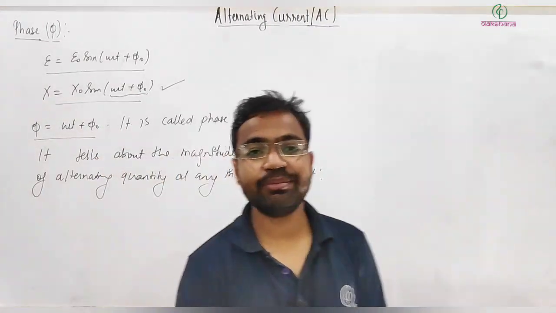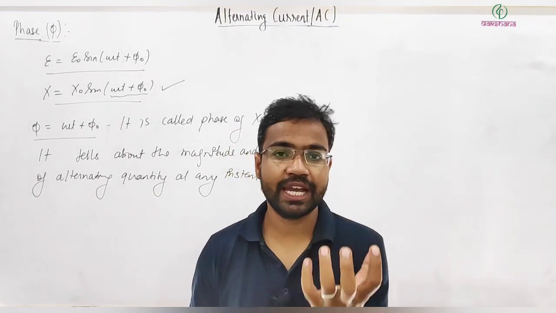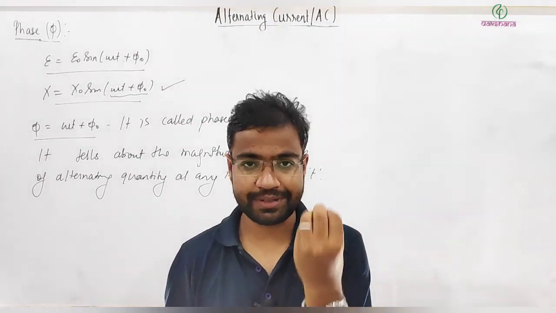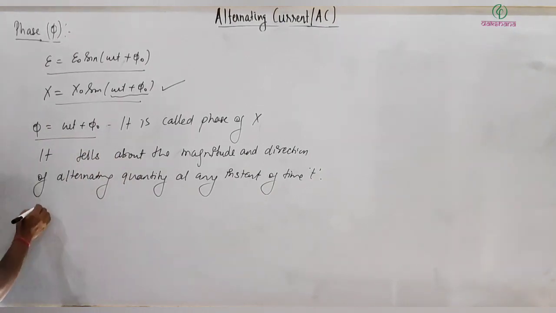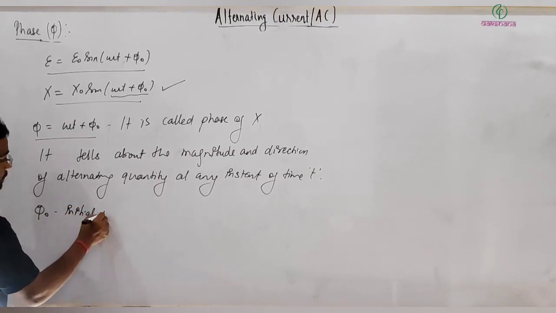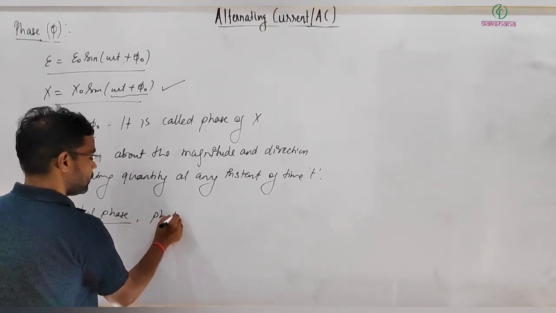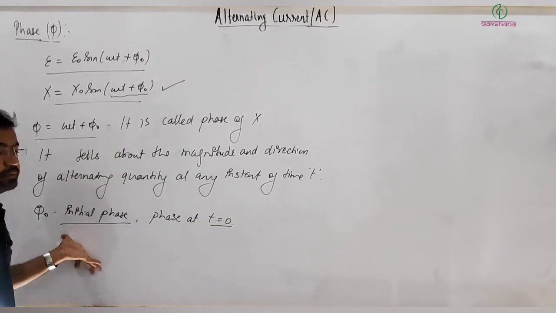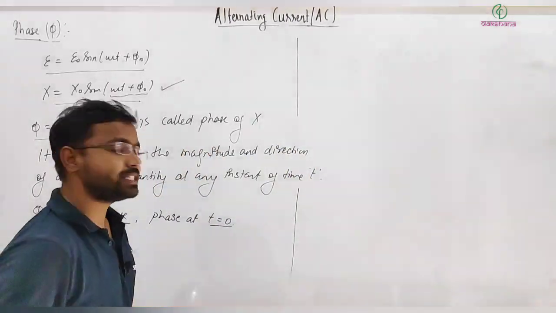So this omega t plus phi naught quantity helps us, or you can say tells us about the magnitude and direction of alternating current, alternating voltage at any moment of time t, right? And we define this quantity as phase. So here we define this phi naught, this is called initial phase. You can write it as the phase at t equal to 0, right? Then there comes another quantity that is called phase difference.